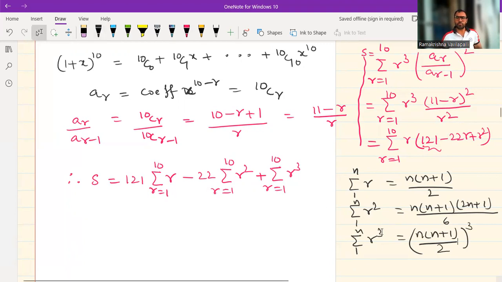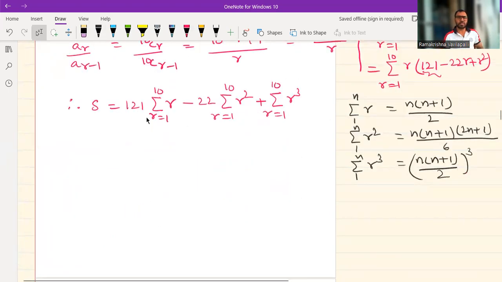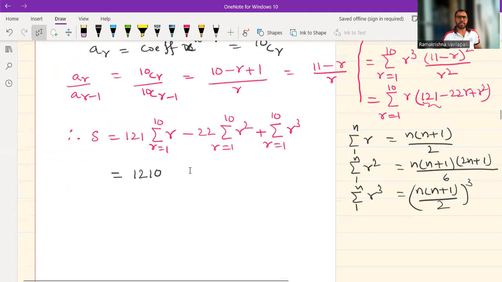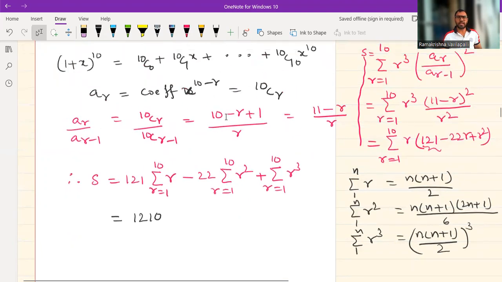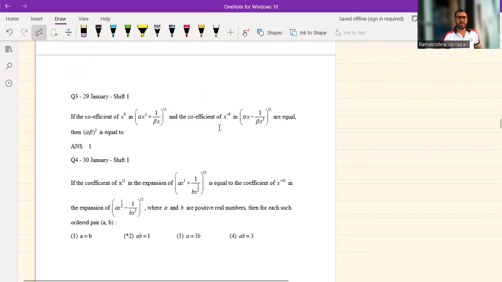So by substituting n equal to 10 in each formula and after simplification, you will get 1210. The simplification part is left to the student. So this answer is 1210. Here we have used the nCr by nCr minus 1 formula, n minus r plus 1 by r, and sigma r square, sigma r cube. So this question is simple. Coming to the next question.